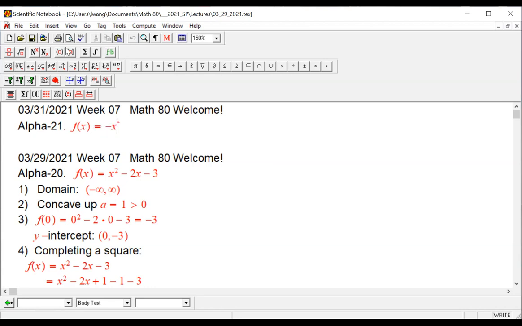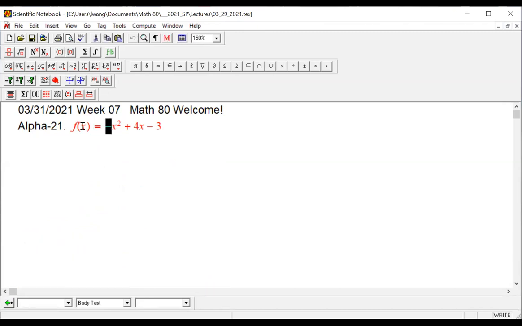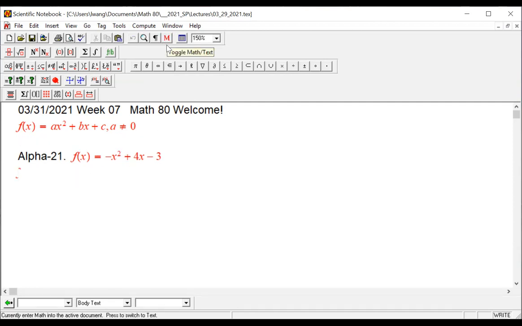We have f of x equals negative x squared plus 4x minus 3. So we have a negative a, right? If we compare with the form f of x equals ax squared plus bx plus c, where a cannot be zero, right? This time, unlike in alpha 19 and alpha 20, a is negative. So in this case, a is negative one. And so we know that this concavity is different from the previous two.